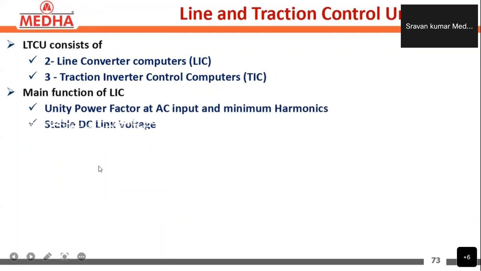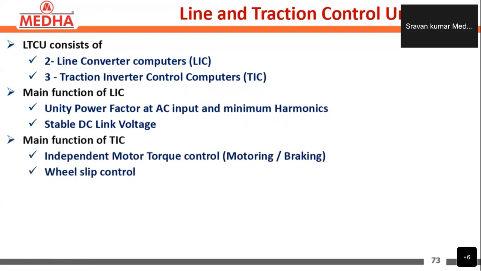So the main function of the LIC is unity power factor at AC input and minimum harmonic, and next, stable DC link voltage, to maintain the stable DC link voltage. So these are the two main functions of the line converter computer, that is LIC. And the main function of TIC is independent motor torque control, whether the motor is in motoring mode or in braking mode, and next, wheel slip control. So these are the main functions of the TIC.